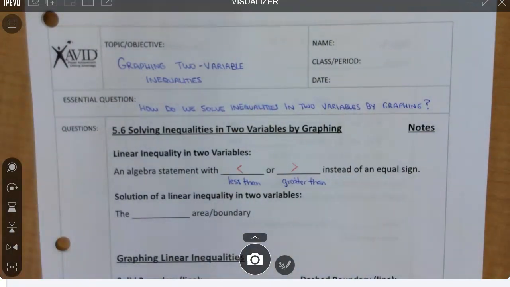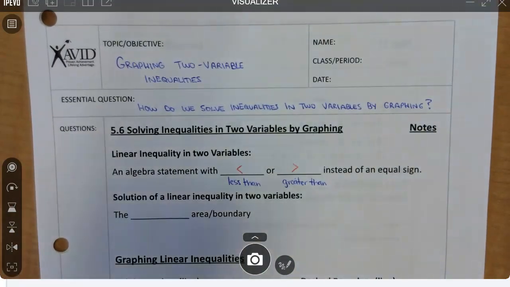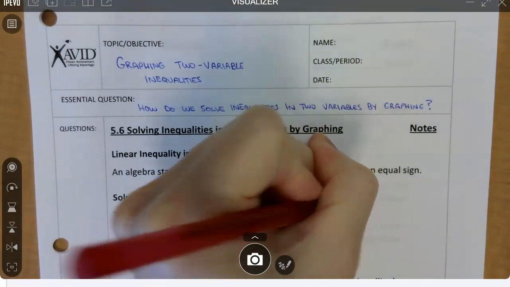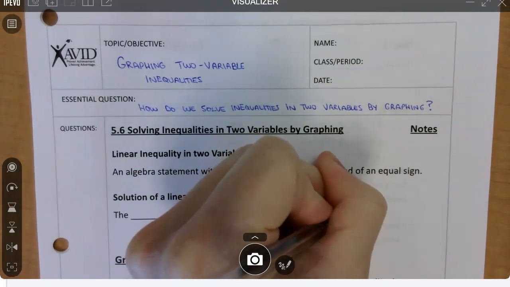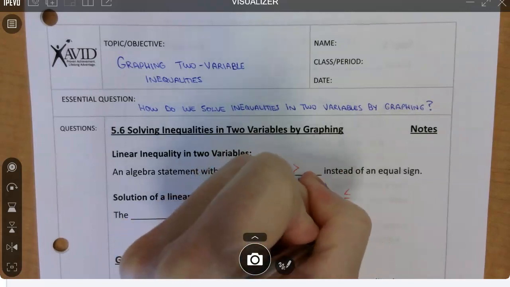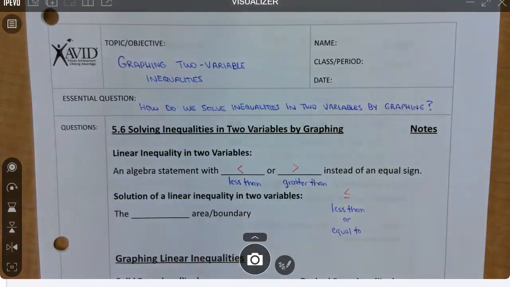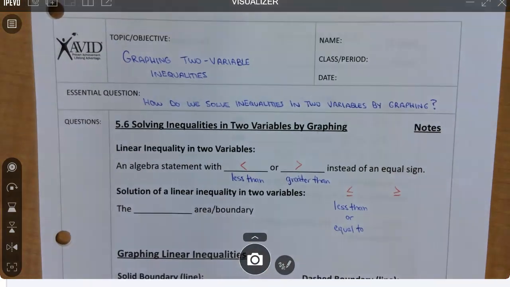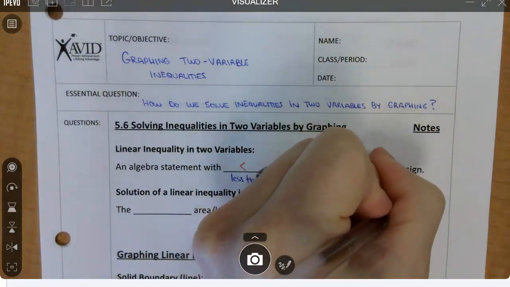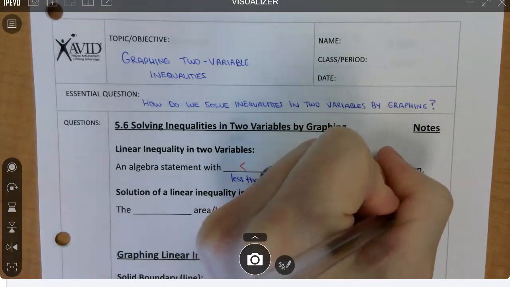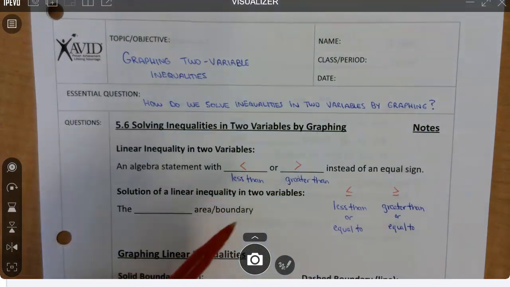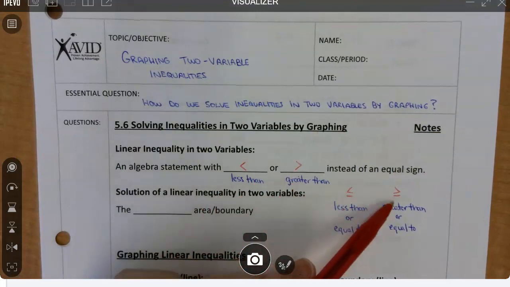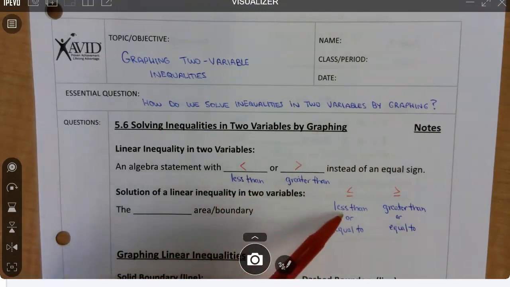Now, in addition to those, we will also see a symbol that looks like that, which if you again remember from chapter 2 is less than or equal to, and then the other version is greater than or equal to. So these are our four possible symbols that we are going to see. Less than and less than or equal to, or greater than and greater than or equal to.